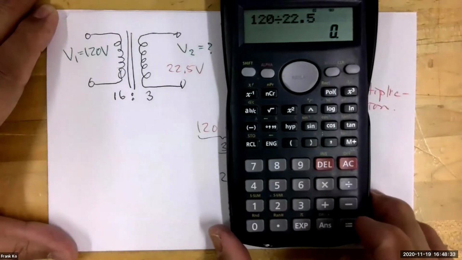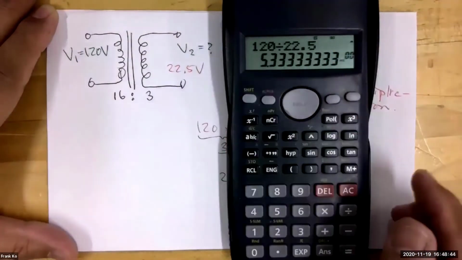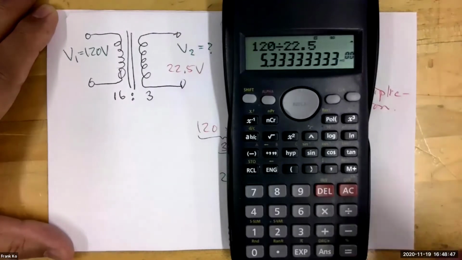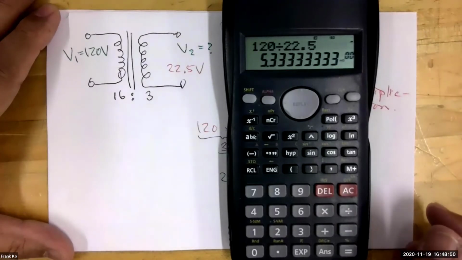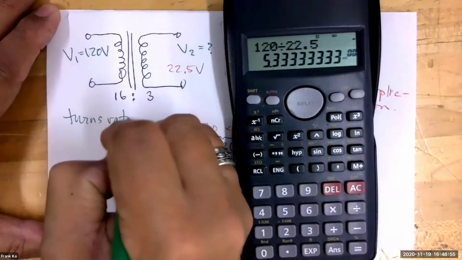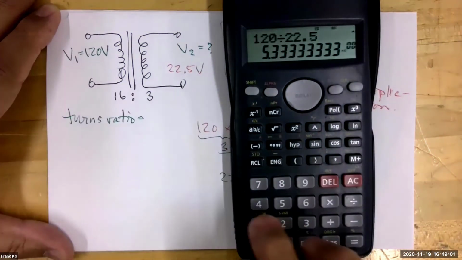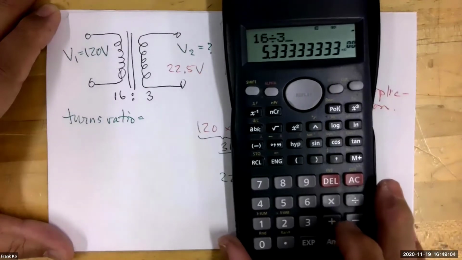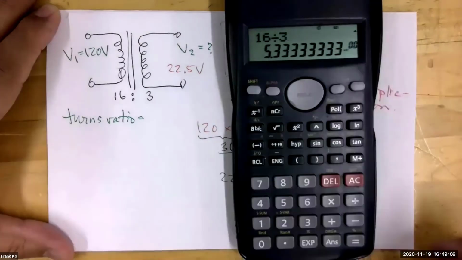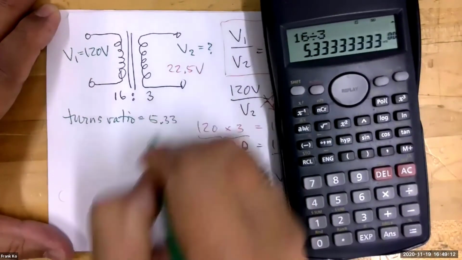And Jackie, what do you have? 5.33. Okay, so if we brought this all the way down to a singular value in decimal, it works out to be 5.33333333. We would write it down on paper as 5.33. So our turns ratio, we're going to check in just a moment. Let's go ahead and take 16 divided by 3, everybody, and hit equals. Lo and behold, it gives you the same number. Isn't that interesting? So our turns ratio is 5.33.